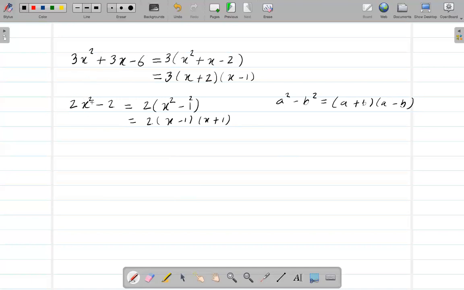Now I can combine these two because we have that f of x function. So f of x is equal to, on the numerator, 3 times x plus 2 times x minus 1, over 2 times x minus 1 times x plus 1. So now I can cancel out these two.